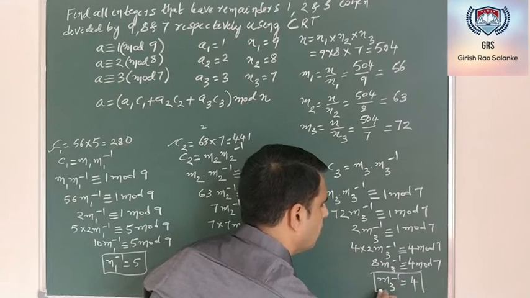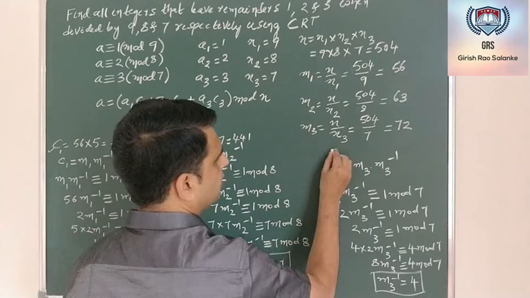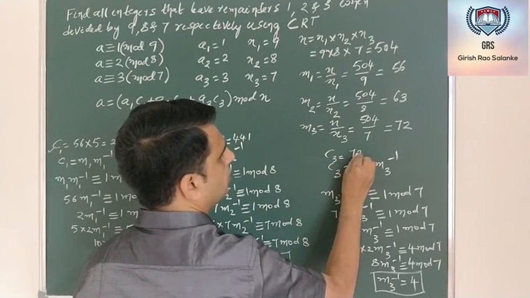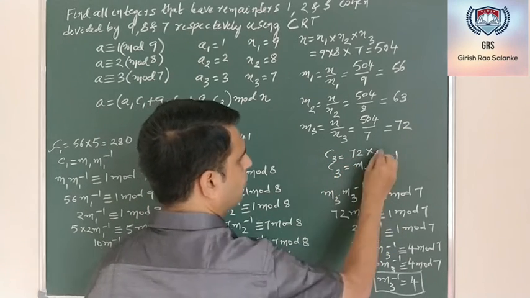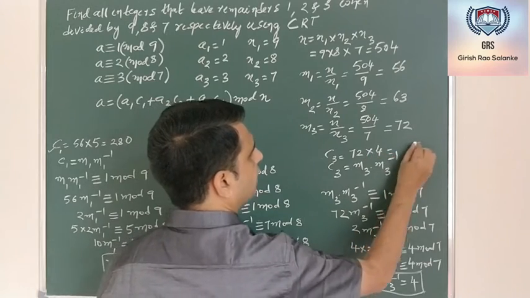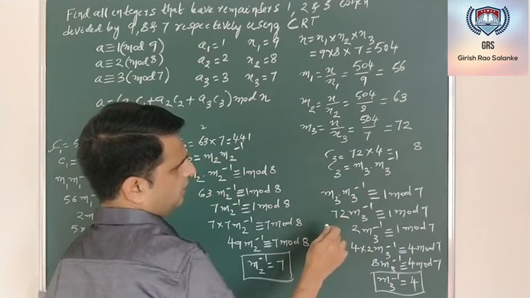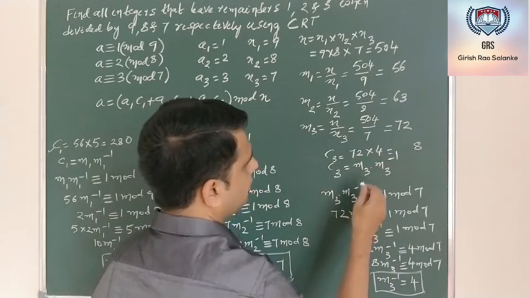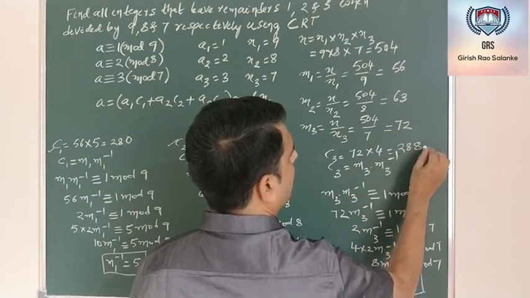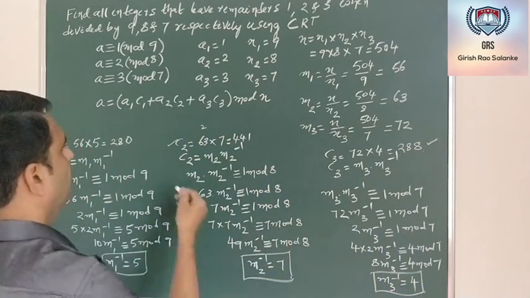Now what is the C3? C3 is equal to 72 into 4. 4 2s are 8, 4 7s are 28. I got my C3. Now apply this.